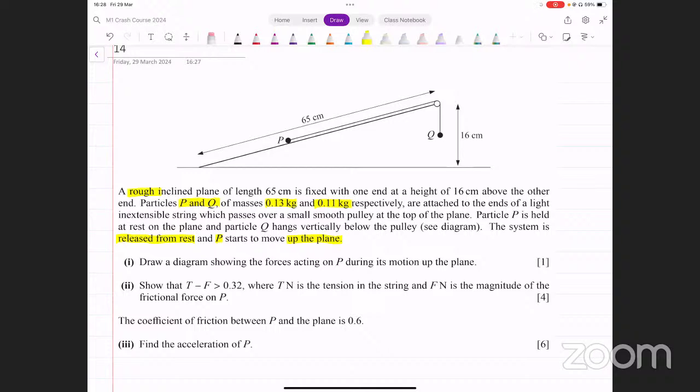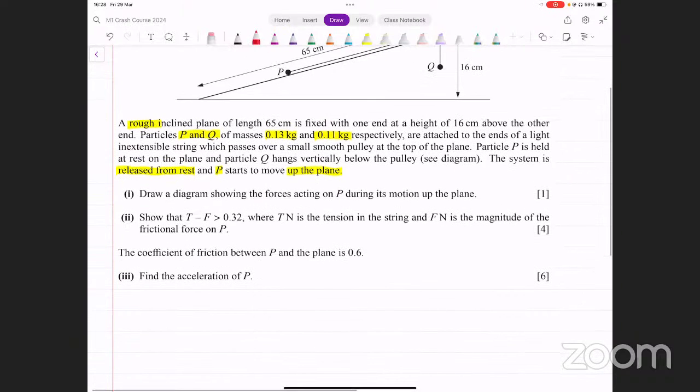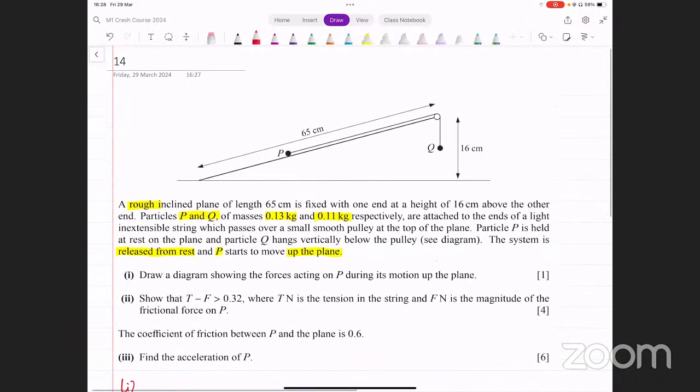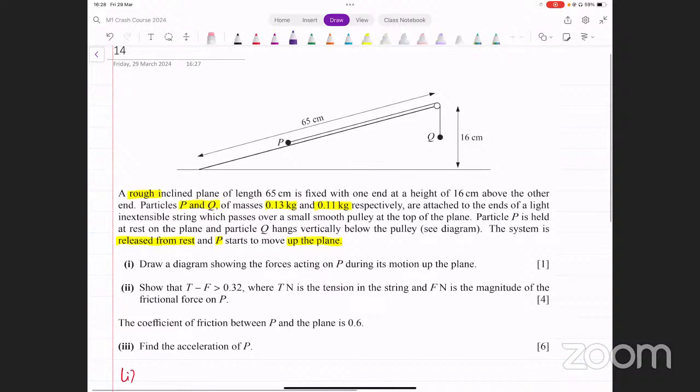Draw a diagram showing the forces acting on P during its motion up the plane. Okay, so basically we just have to represent all the forces acting on the particle P. What are the forces acting on particle P? We have the weight of P that's going to act vertically downwards. That is 1.3 Newton, right? 0.13 into 10. Normal reaction, that's going to be perpendicular to the surface like this.